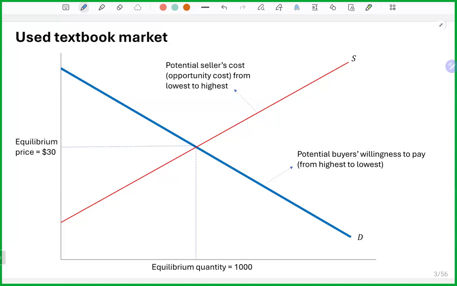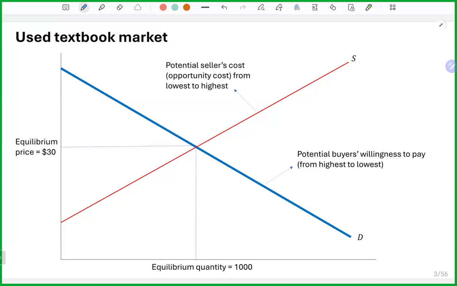So we have an important lesson here. The market makes sure that those whose valuation is higher buy the book, and those whose valuation is lower don't buy the book. It's an allocation of the used textbook. Who gets the book? It makes sure that those who value it more buy the book, and those who value it less will not buy the book. So that's allocation based on buyer's valuation.